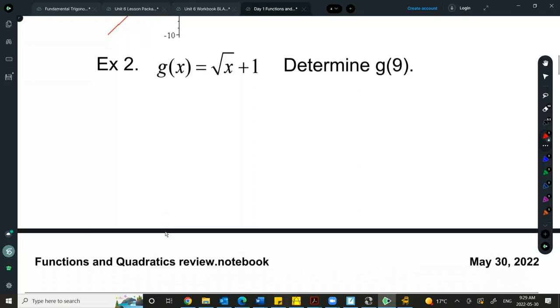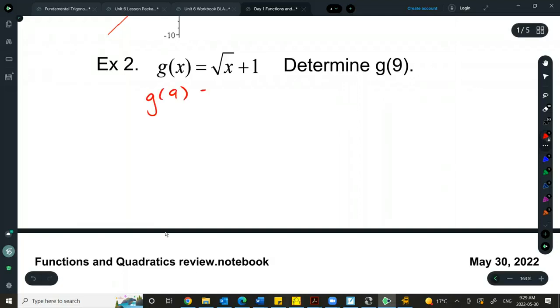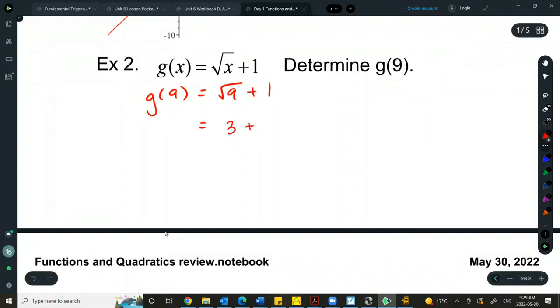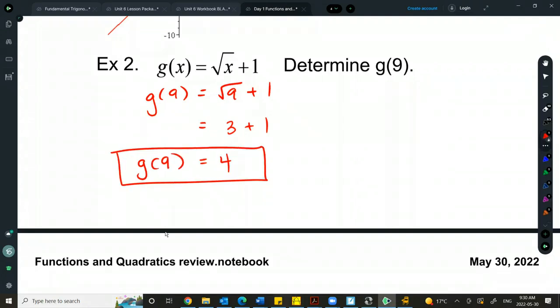We could also be given an equation and asked to determine the equation at a particular x value. So of course, we know that just means we simply plug in that x value, and then we'll simplify from there. So if you have a perfect square here, you can square root it. If you have something that can be reduced, as far as like a radical that can be reduced, then you make sure you do that as well. This one, in this case, the square root of 9 is 3, and then 3 plus 1 is 4. So g at 9, or in other words, the function g, when evaluated at x equals 9, gives out a y value of 4. So x is 9, y is 4.